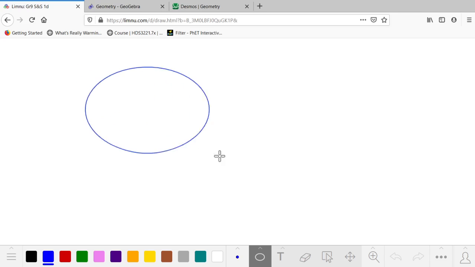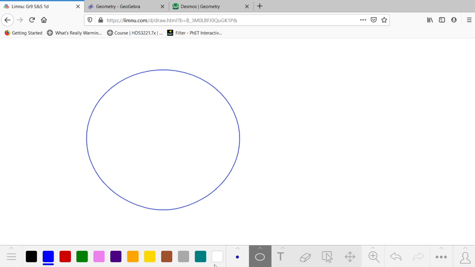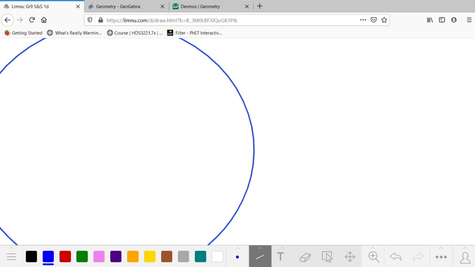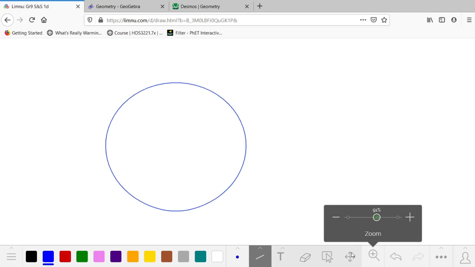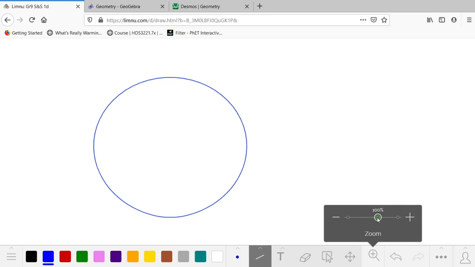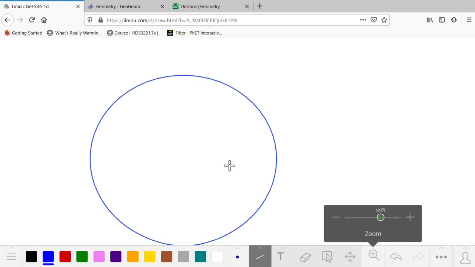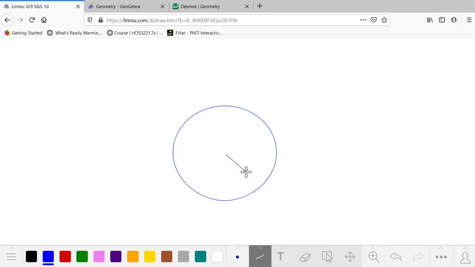So one of the key things to know is that if you have a circle, and again, we are zooming when we don't want to zoom. Really wish I knew how that was starting. Okay.